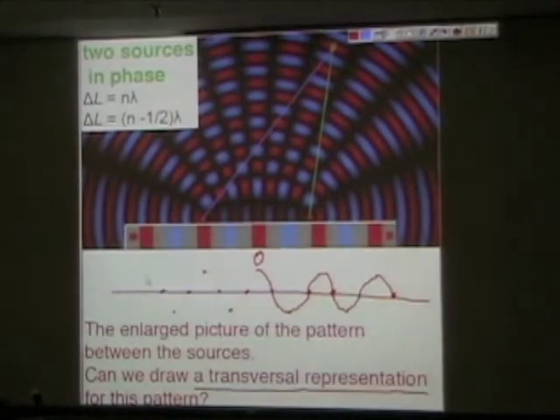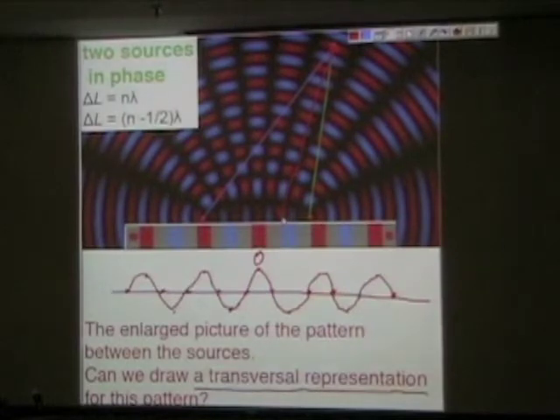What do we call maximum? We call a place with the maximum intensity. Does it matter if it is positive displacement or negative displacement? No. This is our standing wave between. So let's say you want to analyze what's happening here. What's happening here is exactly the same thing which is happening here.